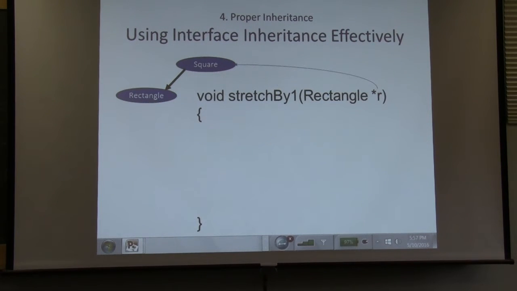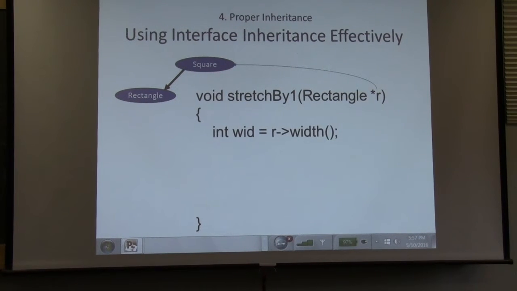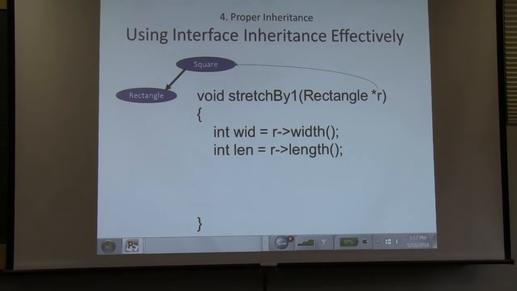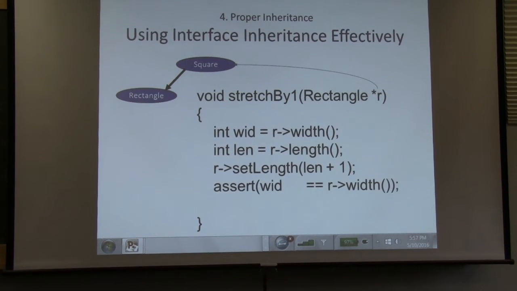And now I have R, which I think is a rectangle. And now I'm going to get its width. And then I'm going to get its length. And then I'm going to set its length to be one more than it was. And I'm going to check to make sure the width didn't change. And I'm going to make sure that the length did change. And this is kind of like a test, just to make sure that it's a rectangle. Now, what do you think happens?